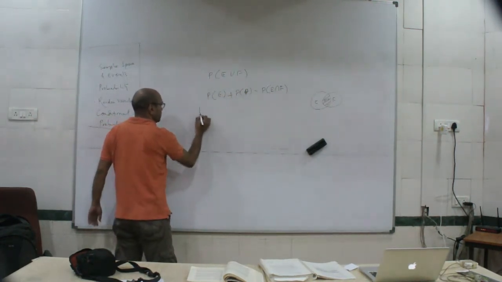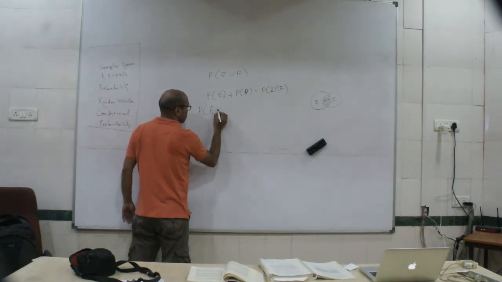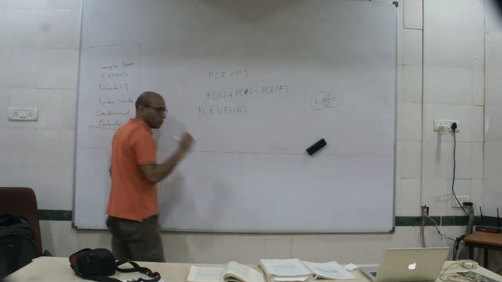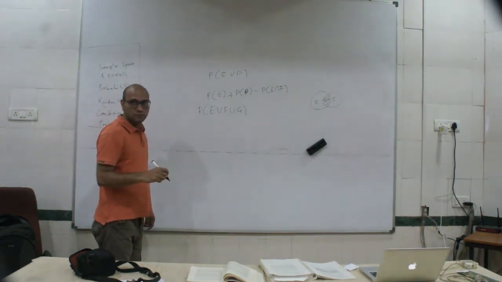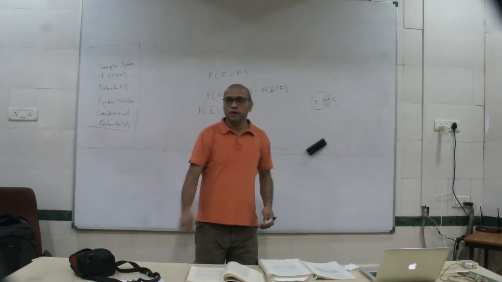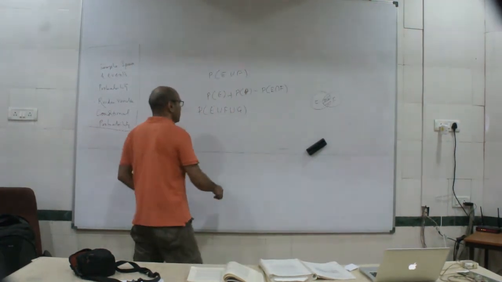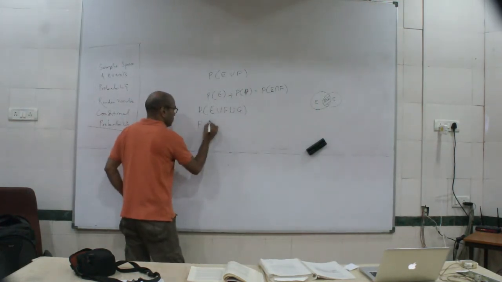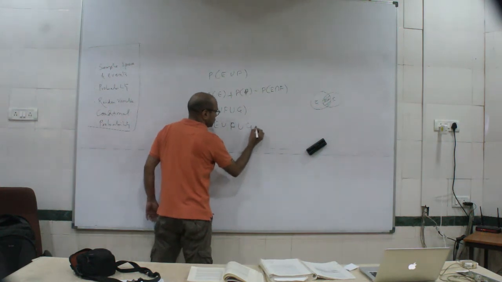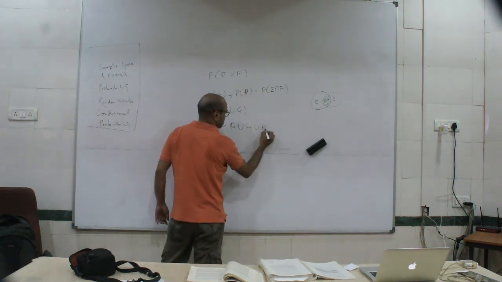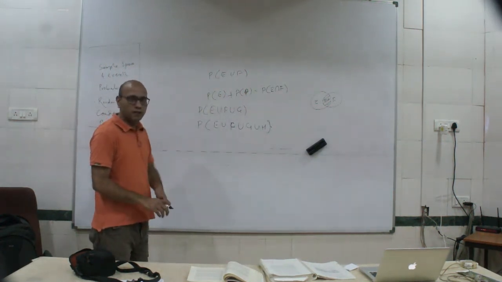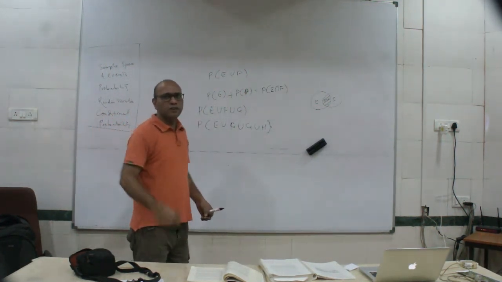So how do I do probability of E union F union G? Solve this problem. People who were present in the previous classes have already done this, and also try and solve probability of E union F union G union H. So try and solve both the things. It's pretty easy.